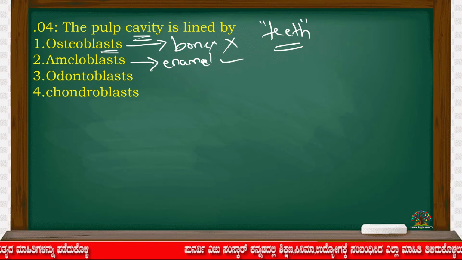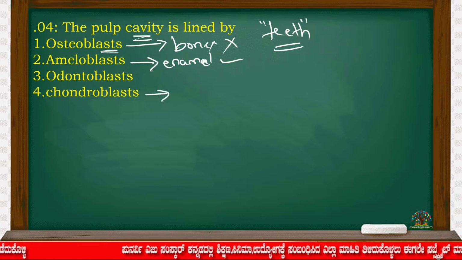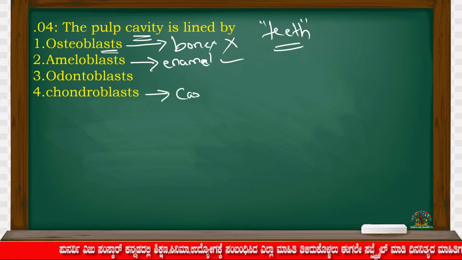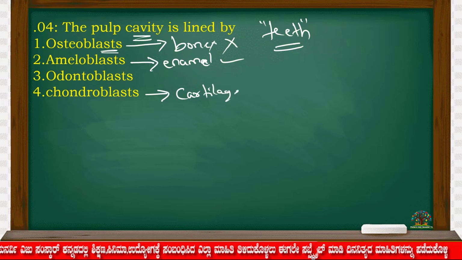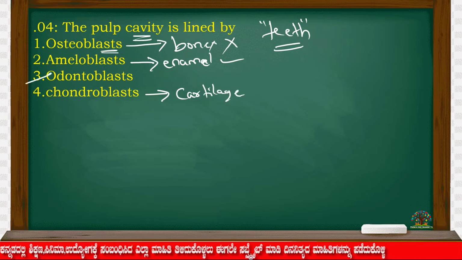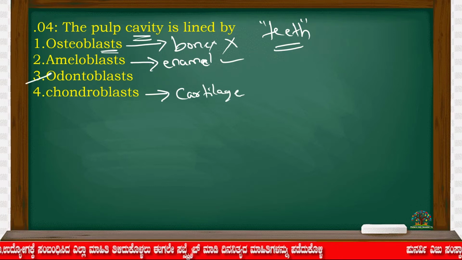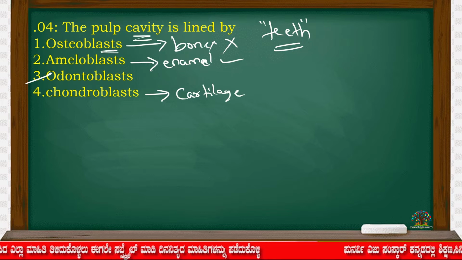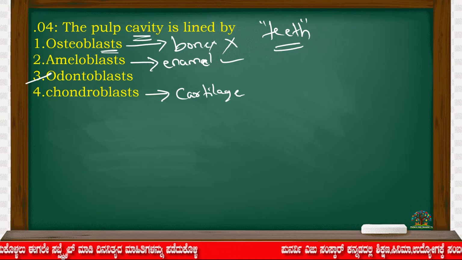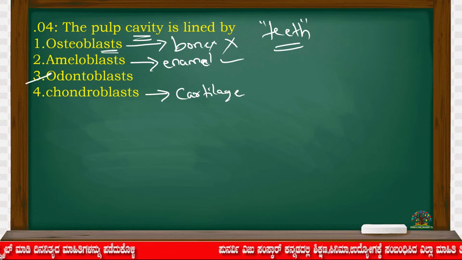And the option number 4, which says chondroblast, these are the ones that are present in the cartilage. So the remaining option is odontoblast, which are the ones present in the pulp cavity of the teeth.